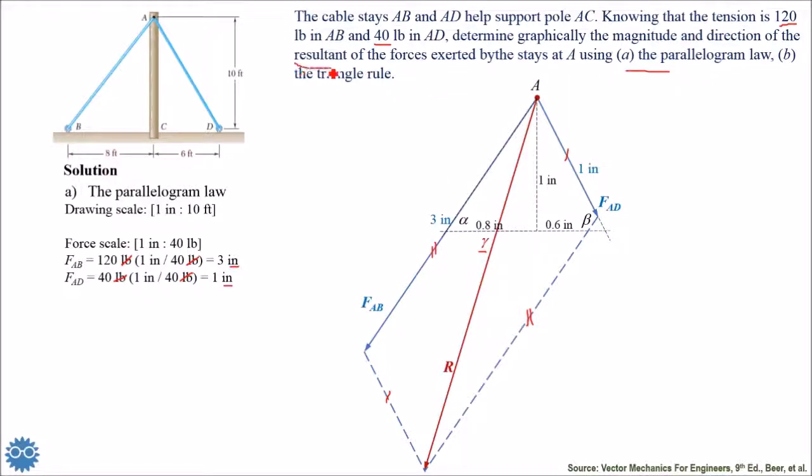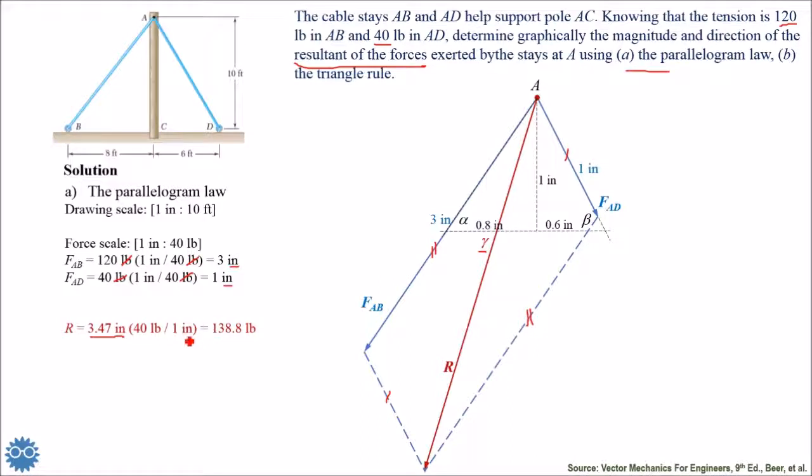So actually the resultant of the force. When you measure this value with the ruler, you will get 3.47 inches. This is a length. It is not the value of the force. In order to get the value of the force, we should multiply again by the scale.